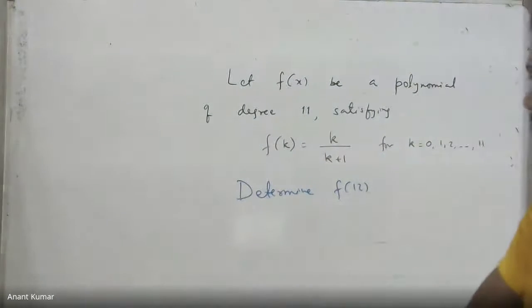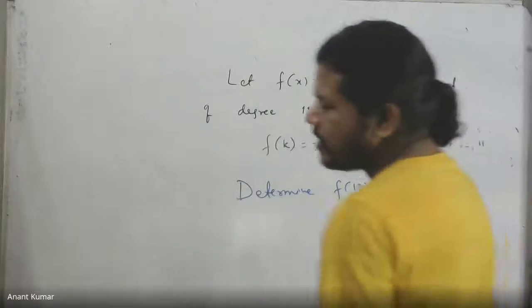So the denominator created the problem. If it was only numerator, then it was easy. In that case it becomes a linear polynomial, isn't it? Like f of k is equal to ax minus b, something like that. Then it would have been easier, but this is complicated.